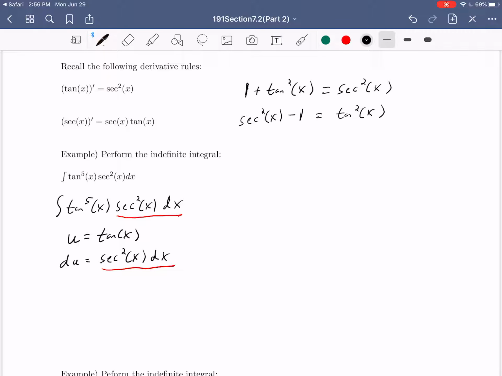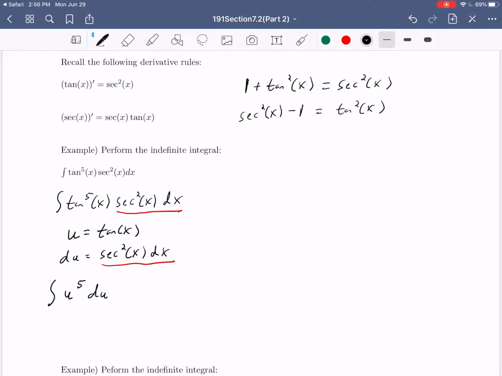So if we go ahead and do that, we get the integral of u to the fifth. This guy here is going to become u to the fifth power. And then, of course, all of this is used up in our substitution, so we get u to the fifth du. Then that should be a very easy power rule, 1/6 u to the 6th plus c.